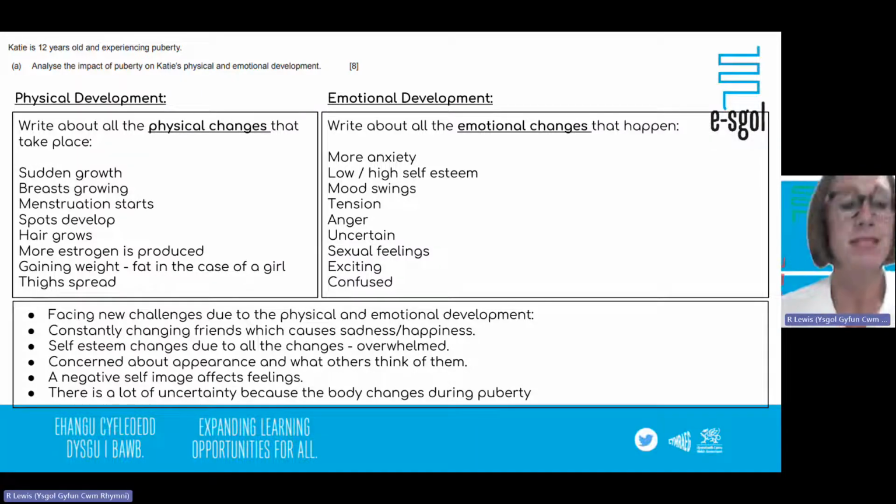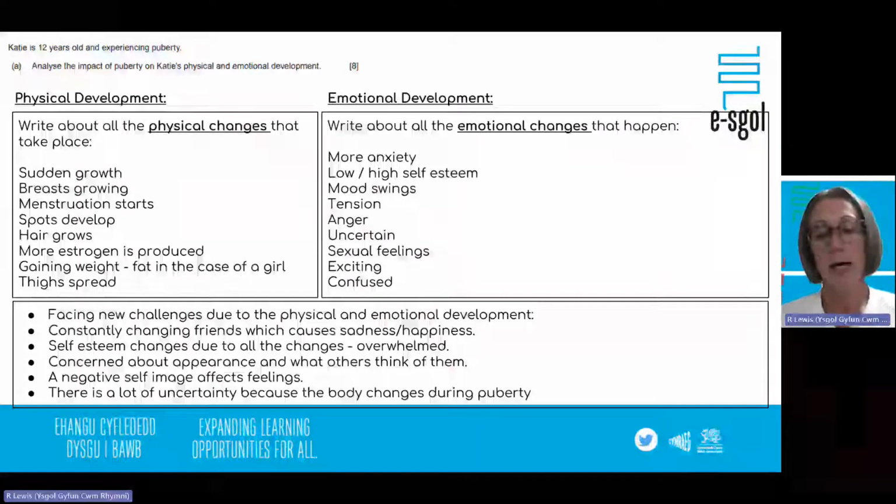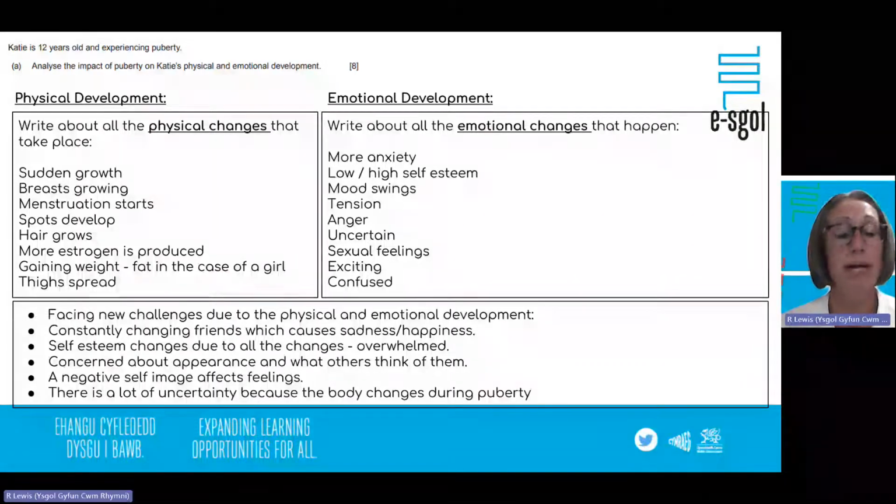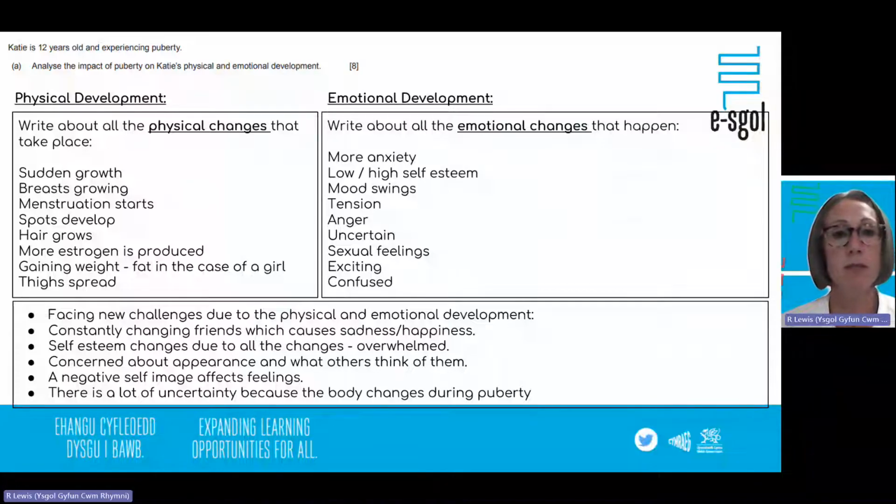Sudden growth. We may be putting a lot of weight on. Our height will increase significantly during this life stage. The breasts will grow in. We'll start our periods. We'll get hair growth. We'll have more estrogen. We'll also gain weight, and in the case of girls, it's more fat that we gain, just because of supporting the baby if we fell pregnant.